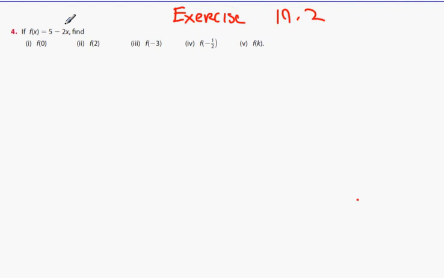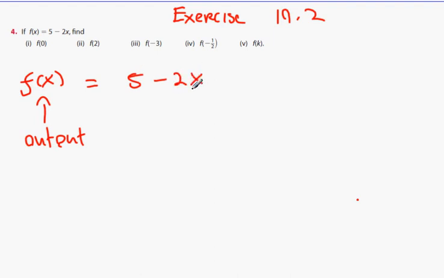Now, what I need you to remember is this f of x, what does that mean? Input or output? Output. Okay, now the rule is multiply your input by -2 and then add on 5. It's the same thing as -2x plus 5. They're actually the same function. Okay? Multiply your input by -2, add 5.